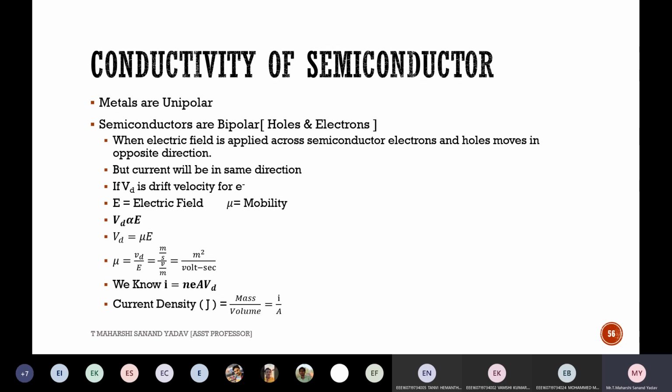Any more doubts with this case? Better you concentrate on Vi fixed and RL fixed. If you understand case number 1 and 2, the remaining 3rd and 4th conditions are very easy. Okay, sir.